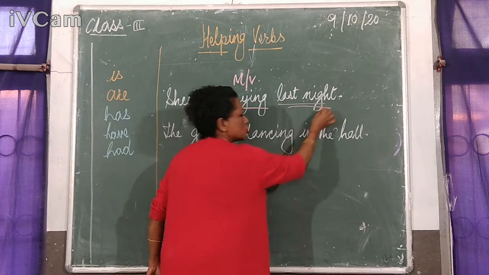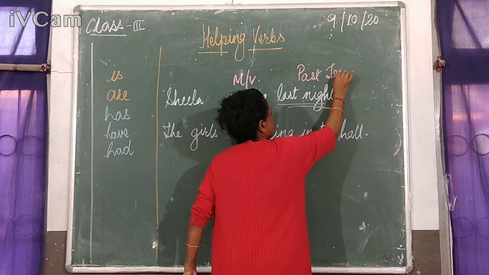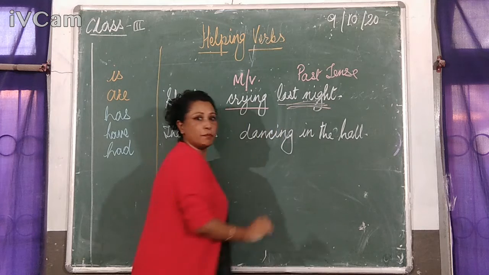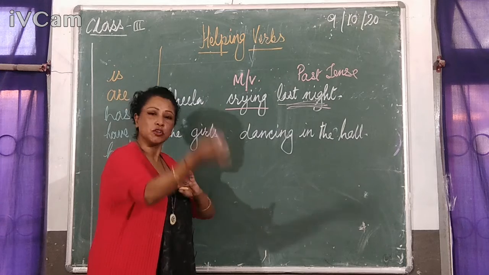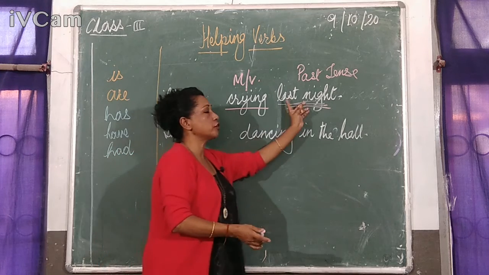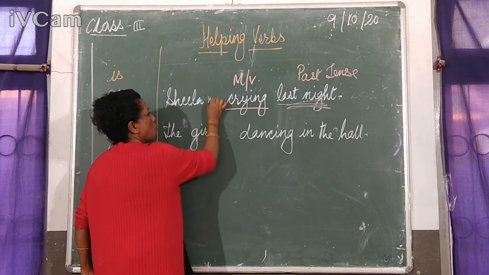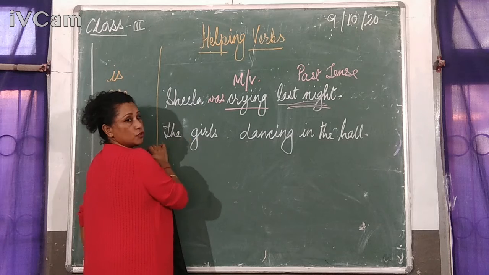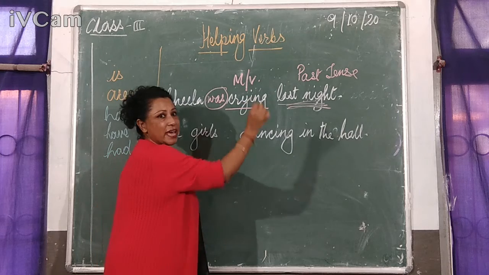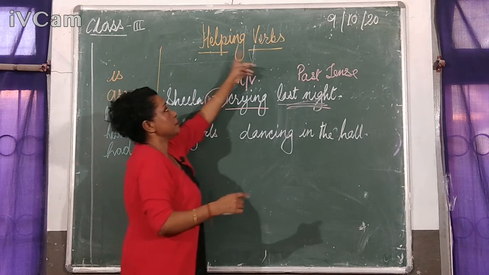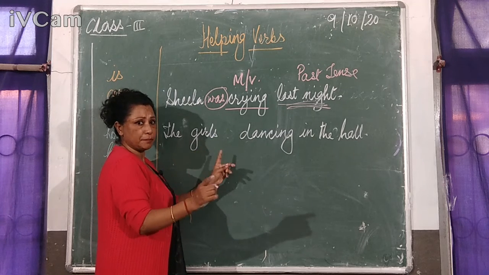Last night means it's already finished. It's past tense. This last night tells you about past tense, meaning the work is already finished. You are not doing it now, but you have already finished. The work is already finished last night, isn't it? So you're talking about yesterday. So Sheila was. The helping verb you need here is was. So Sheila was crying last night. So was is another helping verb, which helps the main verb to make the sentence complete.